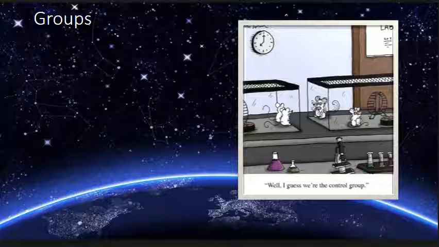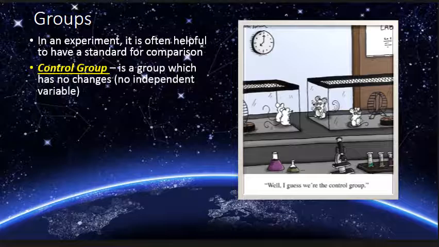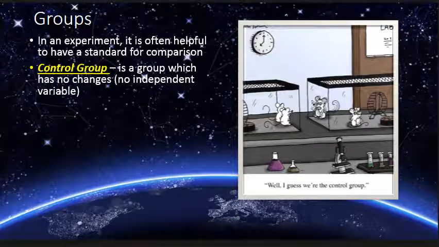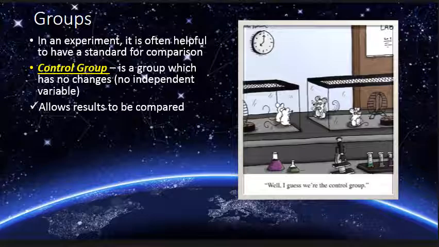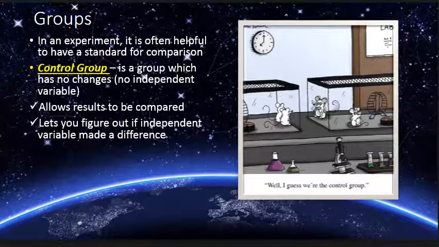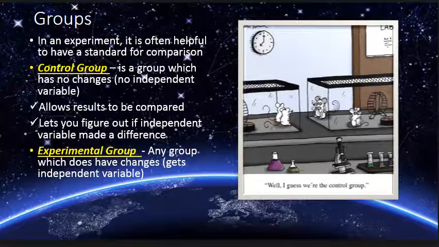So in most controlled experiments, you have groups for comparison. Your control group is the group that has no changes. So it does not receive the independent variable. There's nothing special done to it. It's just used to compare the group that you did add whatever the independent variable was to see if there was a difference. You can compare it and find out if that independent variable made a difference or not. The group that you're adding the independent variable to, or giving or treating with, is called the experimental group.